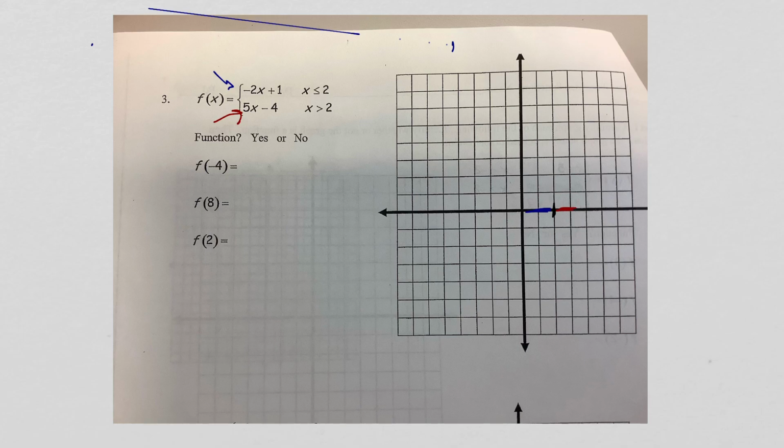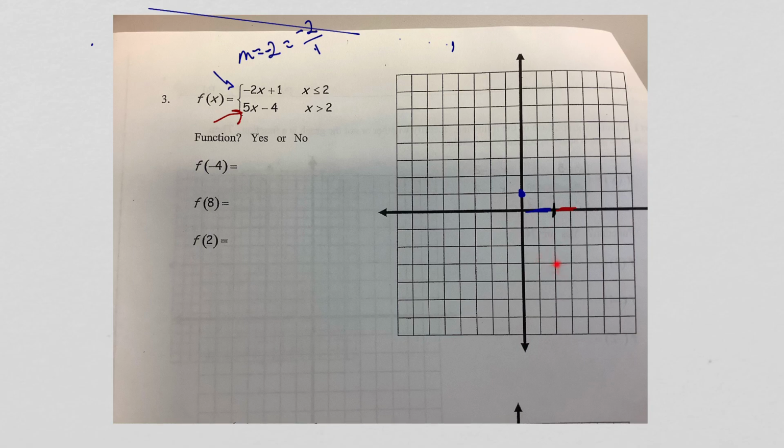Now I'm going to draw both of them. So I'm going to do the blue first. It is a slope of negative 2 and then a y-intercept of 1. So I'm going to draw the y-intercept of 1. And then I'm going to go down over 1. My m is negative 2, so it's going to go down 2 over 1. Down 2 over 1. Put a dot.